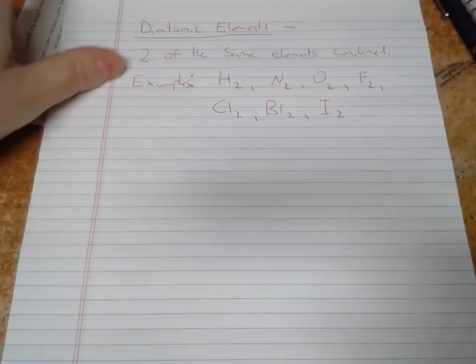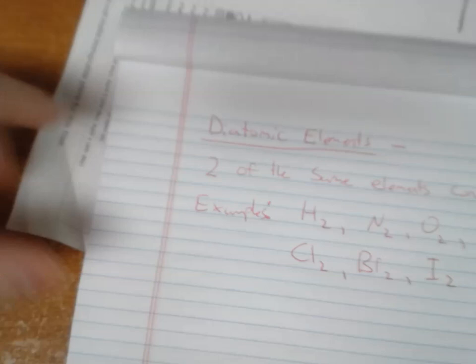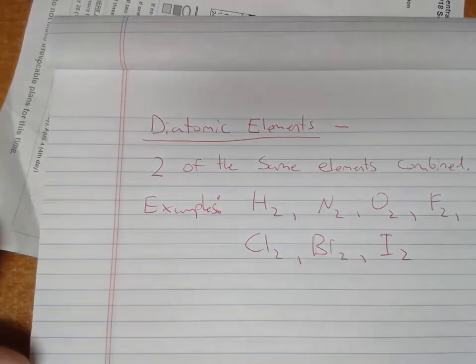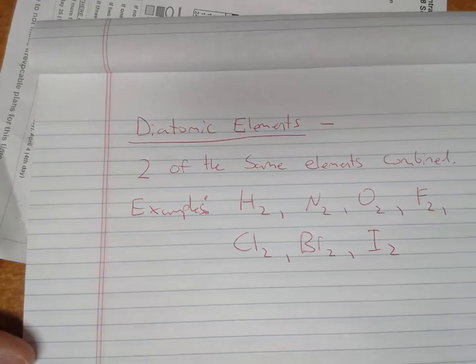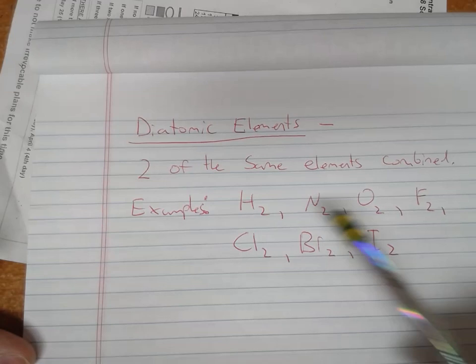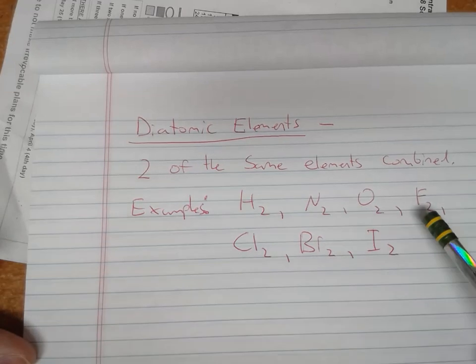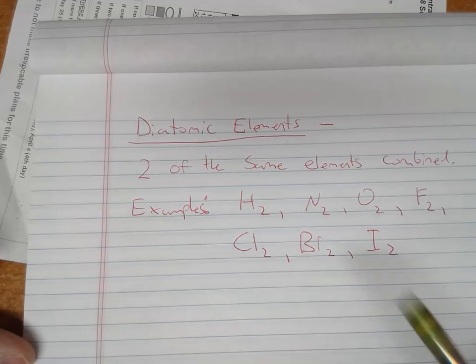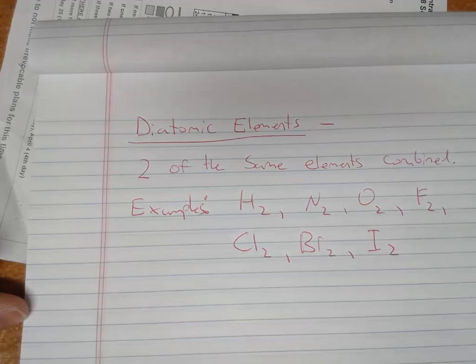There are these things called diatomic elements. These are two of the same elements combined. Examples: H2, which is hydrogen, N2, nitrogen, O2, oxygen, F2, fluorine, Cl2, chlorine, Br2, bromine, and I2, iodine. These are called the diatomic elements. They are two of the same atom that have been fused together, and therefore they are molecules now, right? Because they're two or more atoms.